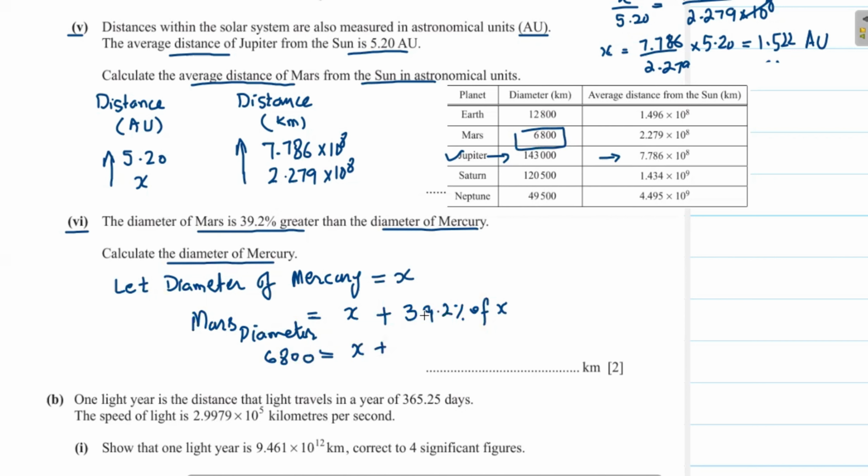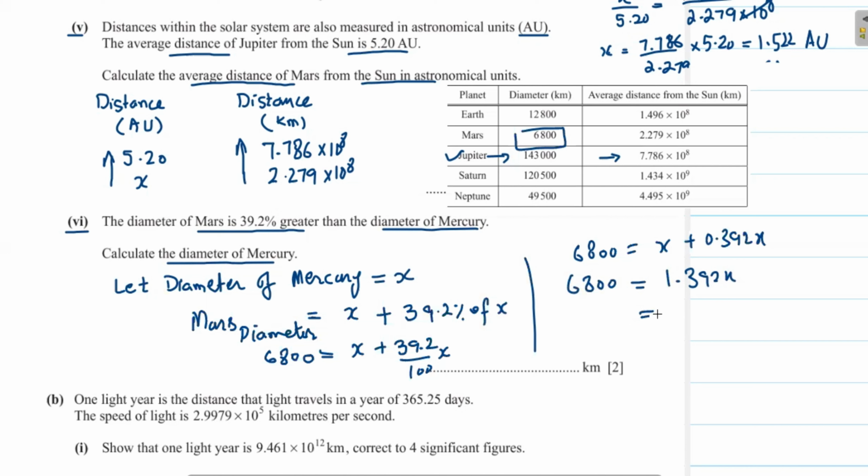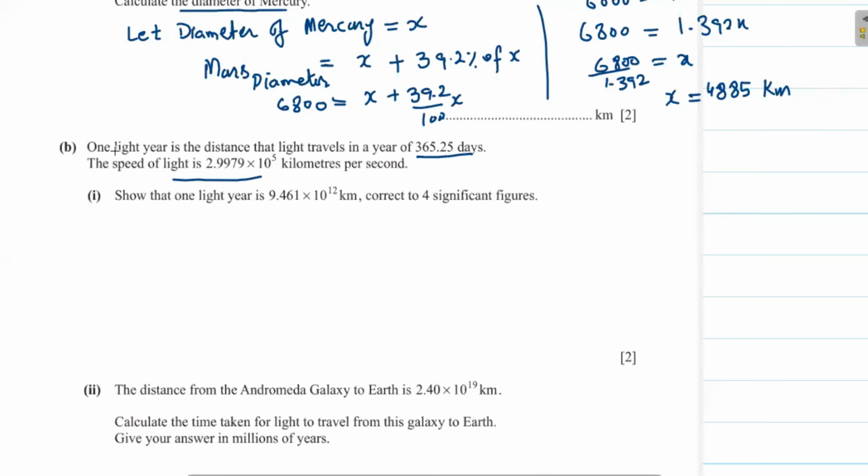equal to x plus 39.2 over 100 x, and we can write it as 6800 equal to x plus 0.392x, and this will be equal to 1.392x equal to 6800, and this will be equal to 6800 divided by 1.392, and this will be equal to 4,885 kilometer is the answer.